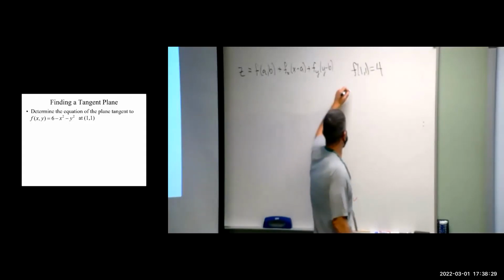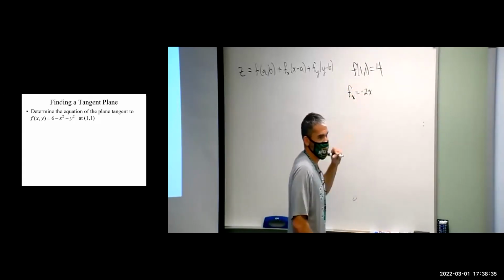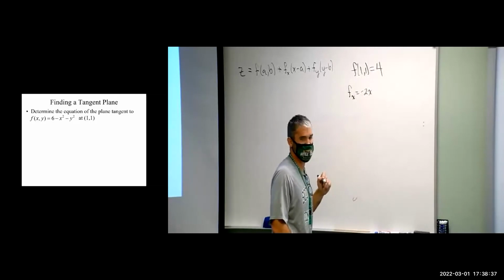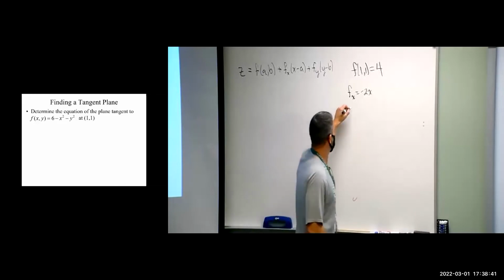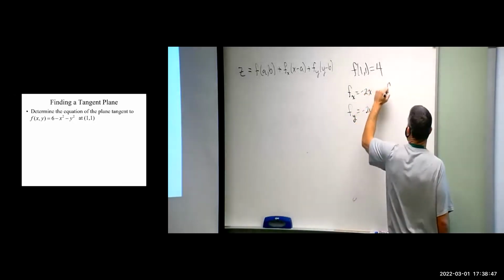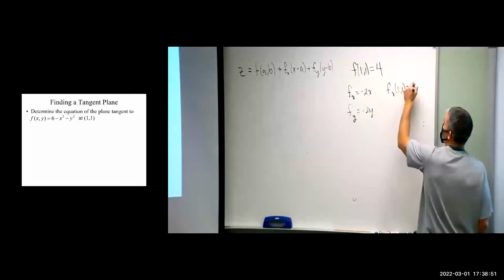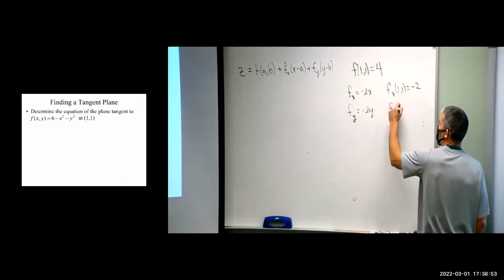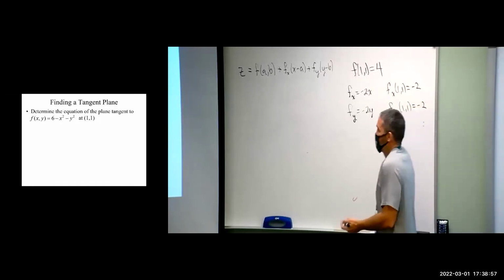Well, first let's find them. What's f sub x? Negative 2x. The y will drop out, right? Because it's a constant. And f sub y is 2y. All right, and then we need them at our point, right? f sub x at 1, 1 is negative 2, and f sub y at 1, 1 is negative 2. Very good. That's it. We're done.